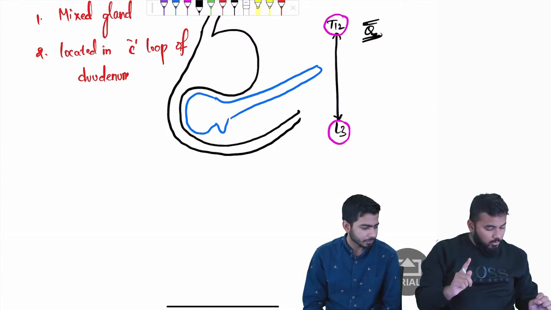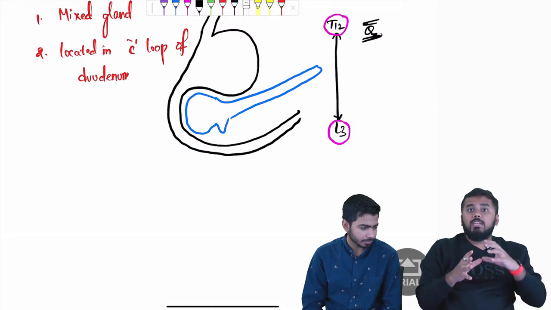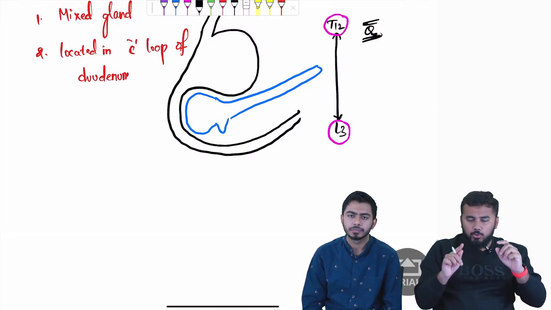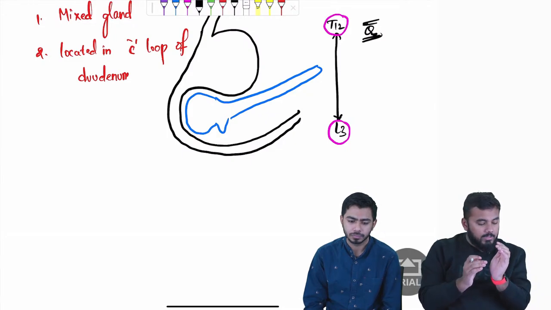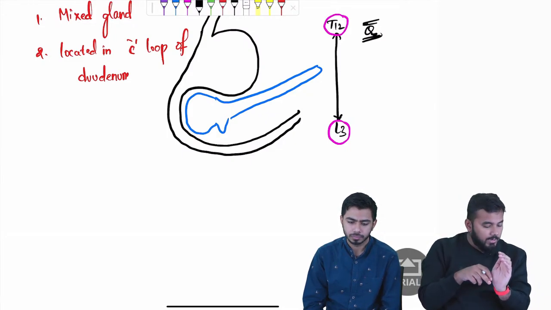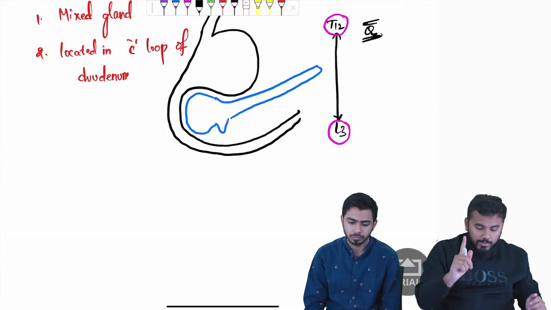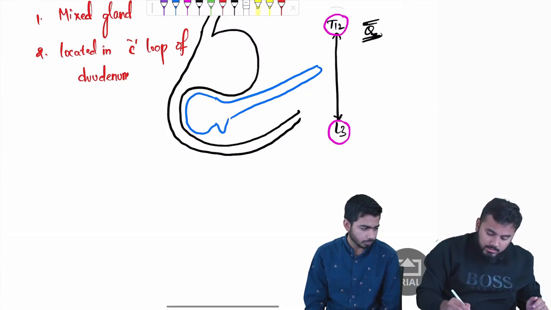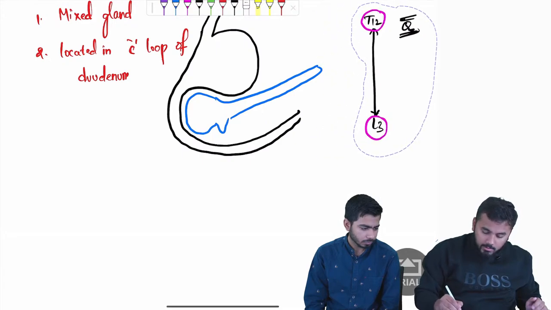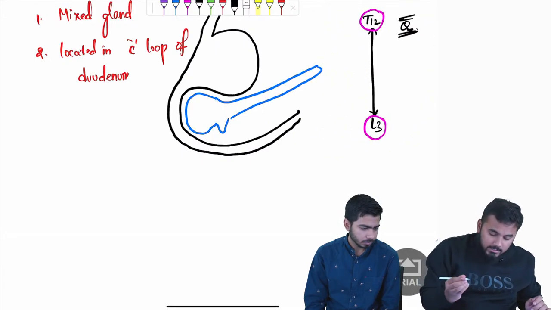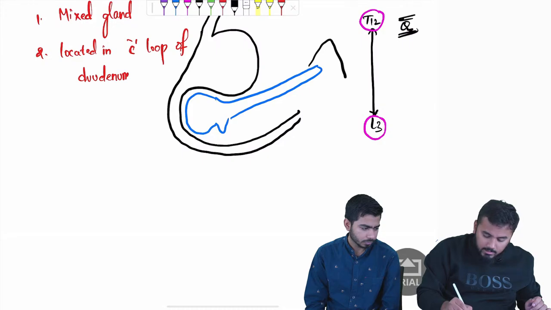they're gonna ask you, all of you now, all of you look here, they're gonna ask you, where is the head of the pancreas? I told you, head of the pancreas is located within the loop, right? Now where is the tail of the pancreas? Look here very carefully now. This is the place where you need to concentrate now. Where is the tail of the pancreas? This is the exact region of the tail of the pancreas, right?